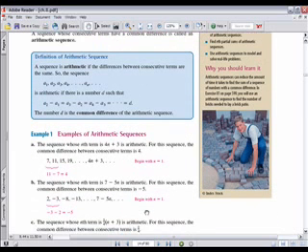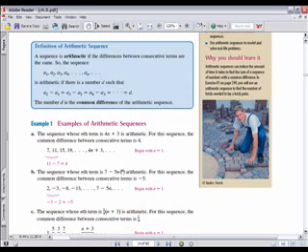In this case, we've got 7 minus 5n. So your slope, so to speak, is minus 5. Your common difference is minus 5. So if n is 1, you start with 7 minus 5, which is 2, and we go down 5 every time.